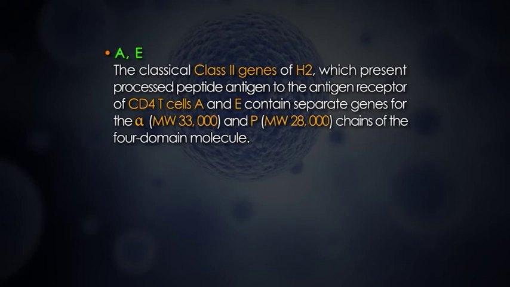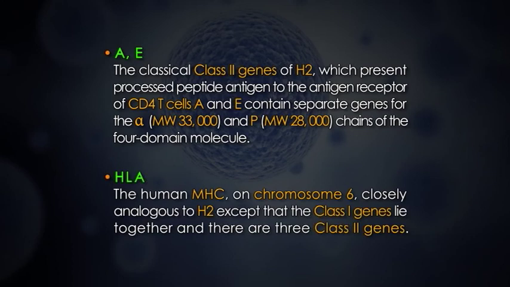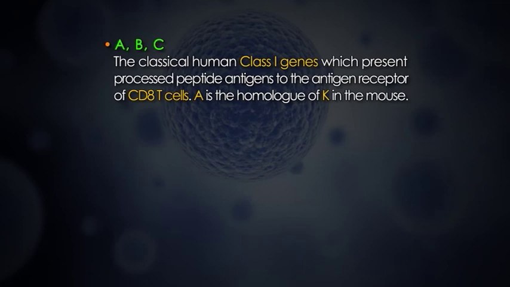the 4-domain molecule. HLA, the human MHC on chromosome 6, is closely analogous to H2 except that the class I genes lie together and there are 3 class II genes. A, B, C. The classical human class I genes which present processed peptide antigens to the antigen receptor of the CD8 T cells. A is the homologue of K in the mouse.